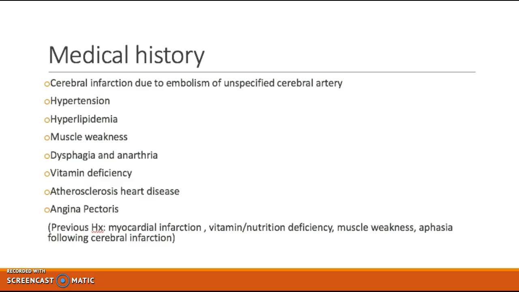So this is just a little medical history about AP. This CVA was not her first. As stated, she had a previous myocardial infarction, vitamin nutritional deficiency, generalized muscle weakness, and aphasia following a cerebral infarction. Currently, she was admitted with the diagnosis of cerebral infarction due to embolus of unspecified cerebral artery, hypertension, hyperlipidemia, muscle weakness, slight dysphagia and anarthria, vitamin deficiency, atherosclerosis heart disease, angina pectoris, and as I stated before, apraxia and anomia.